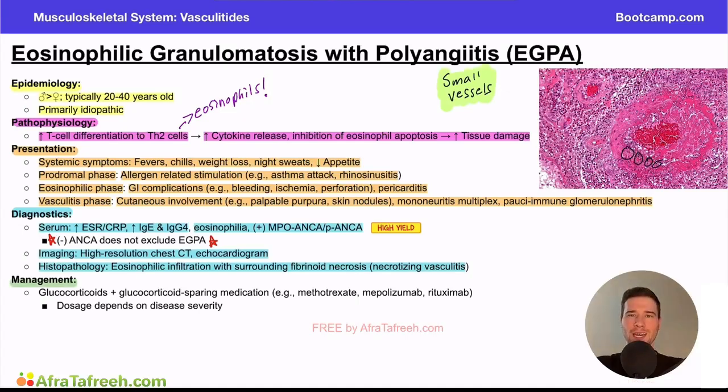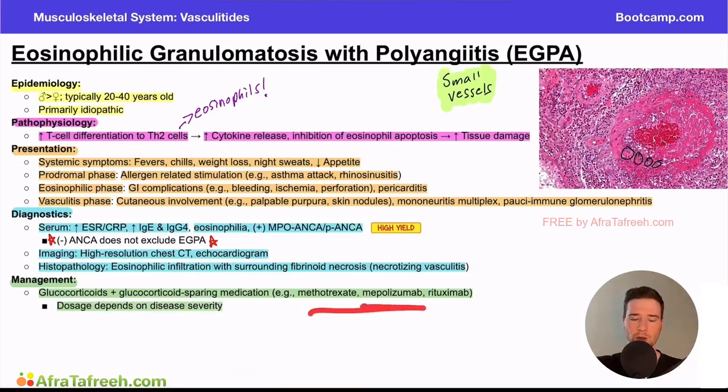Now, when we think about the management here, it's important to keep in mind that it's going to be based a bit on disease severity. So we might need glucocorticoids and glucocorticoid-sparing agents, but again, a lot of this, including the dosage, is going to depend on the disease severity. So if the disease is not very severe, patients might just need oral prednisone with one of these other medications. However, if the disease is more severe, they might need high-dose glucocorticoids to manage their symptoms.